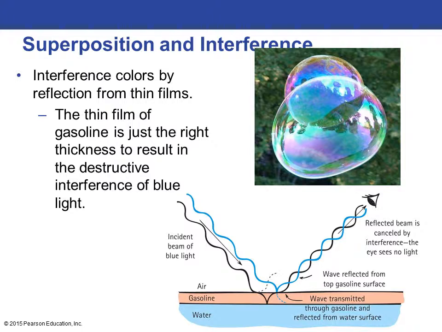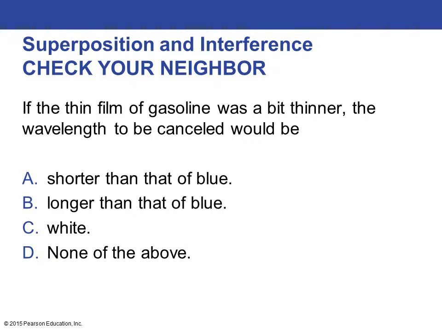And the same thing would happen with gasoline on a wet street or gasoline on water. So that destructive interference will cause certain colors to get canceled out of the white. And so that's why you see the different colors on either that soap bubble or the gasoline when you have that thin film on top of some water. Let's go ahead and do a few review questions.